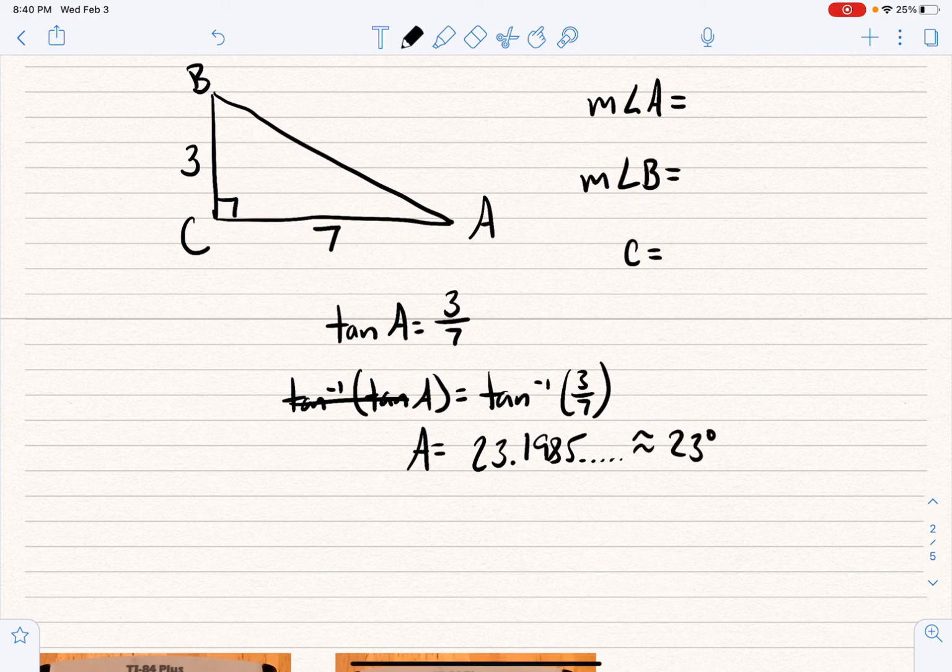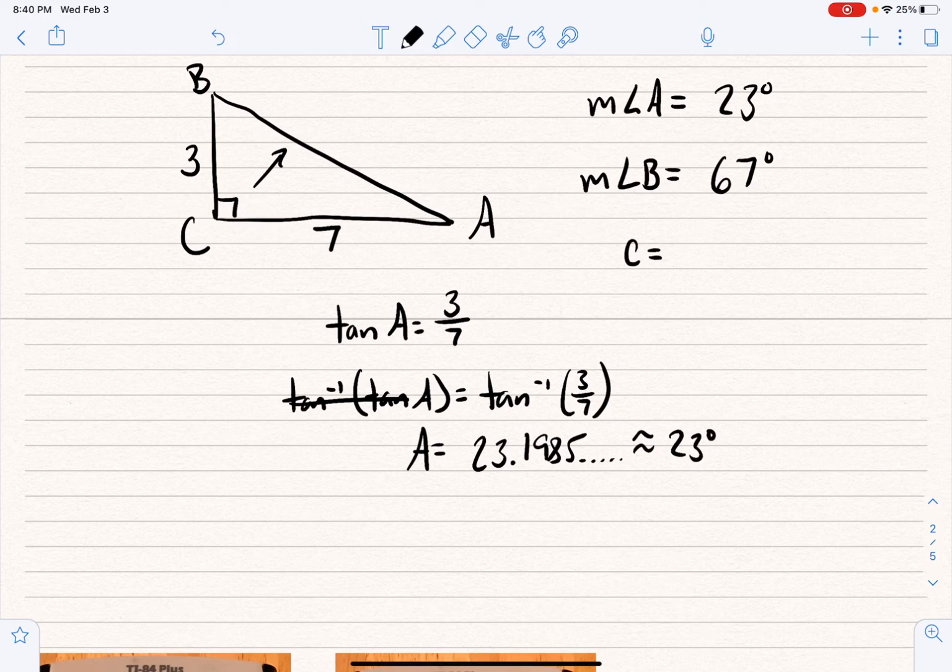Angle A is approximately 23 degrees, okay? And so that can go up here, 23 degrees. Now, what's B's relationship with A? Well, they're complementary. So this would be about 67 degrees. And then how do we figure out C, side C? That's this side right here.